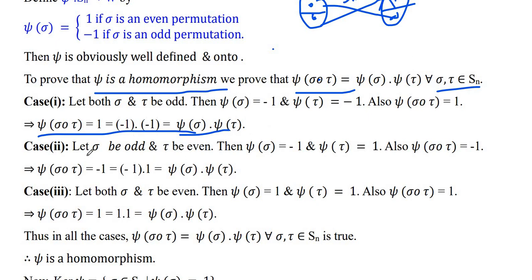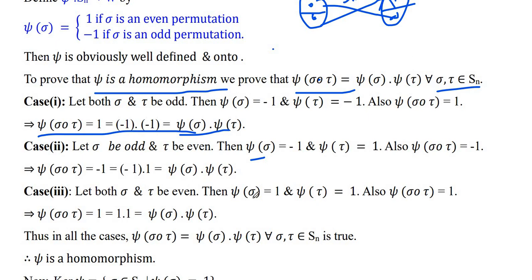Now the next case: sigma odd and tau even. Because sigma is odd, minus 1, and tau even, plus 1. And in the composition, one odd and one even means odd. Odd means the image is minus 1. So that minus 1 can be replaced by psi of sigma, and plus 1 is replaced by psi of tau.